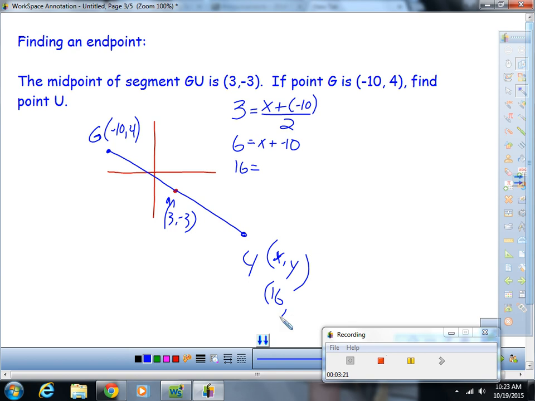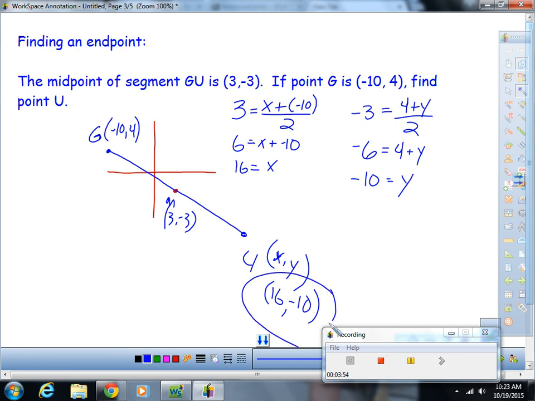And now we have to find our y. Negative 3 is 4 plus y divided by 2. Multiply both sides by 2. Negative 6 is 4 plus y. Subtract 4. Negative 10 is our y value. I buy that. 16 comma negative 10 is point U. And that is our answer. So that might be a tougher version of some midpoint questions. They don't really get any tougher than that.